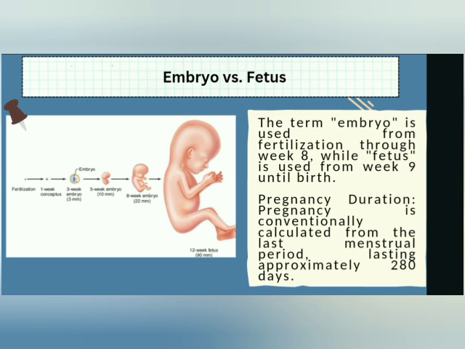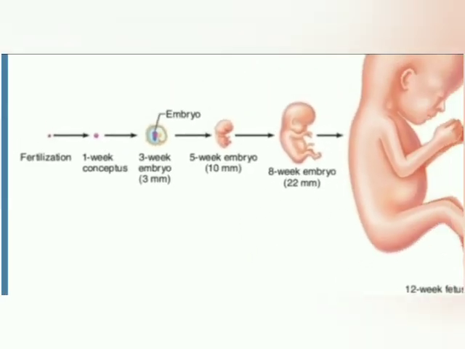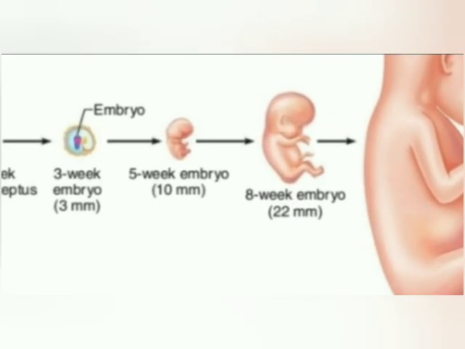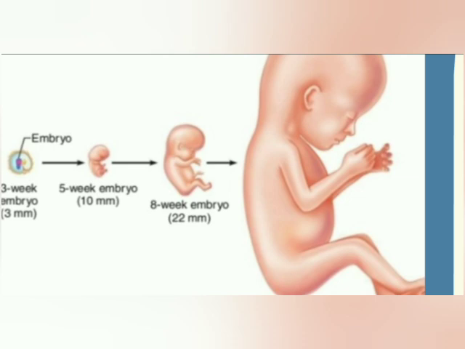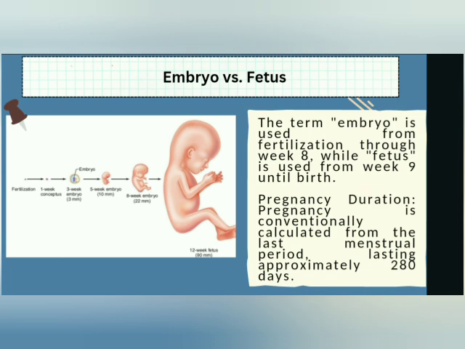The pregnancy duration is calculated from the last menstrual period, lasting approximately 280 days or 9 months. This is from the 1 week conceptus. Then the zygote becomes a 3 week embryo, and then an embryo with the size of 10 millimeters. Then after 8 weeks, it becomes bigger, 22 millimeters, until the embryo is called a fetus, or the 12-week baby.